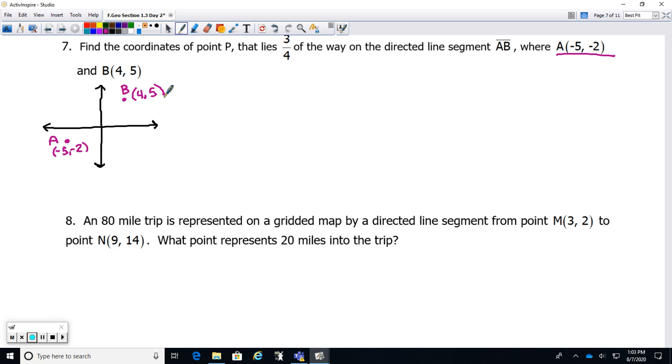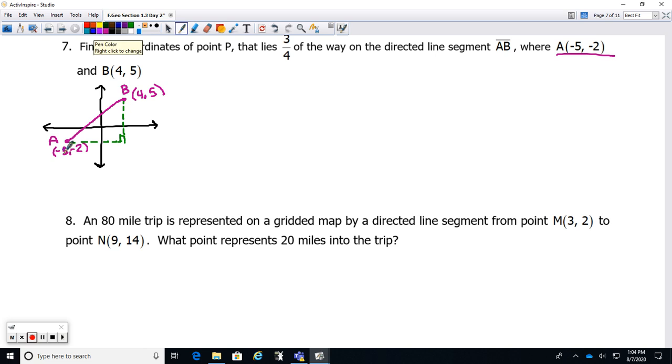And the reason is I need to partition somewhere along this line. I want to go 3/4 the distance from A to B. So we're going 3/4 somewhere high up in this end somewhere. But let's go find the horizontal distance. Let's go find the vertical distance.